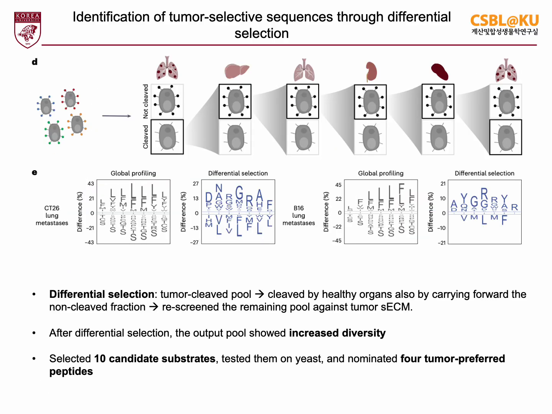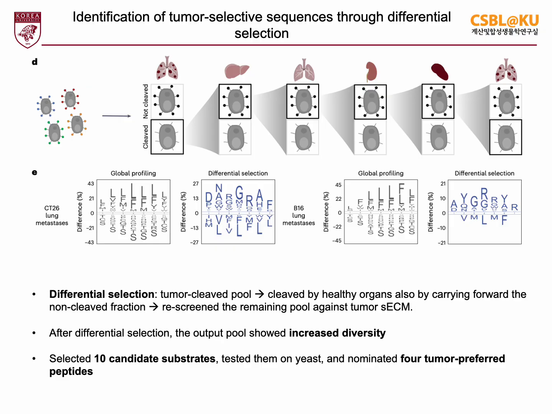To overcome this, they used a differential selection strategy. Starting from the tumor-cleaved population, they repeatedly depleted sequences that were also cleaved by healthy liver, lung, kidney, and the spleen, always carrying forward the non-cleaved pool. They then exposed this depleted pool back to tumor extracellular samples, so the final output was enriched for substrates that were spared by healthy tissues but sensitive to tumor-associated protease activity.